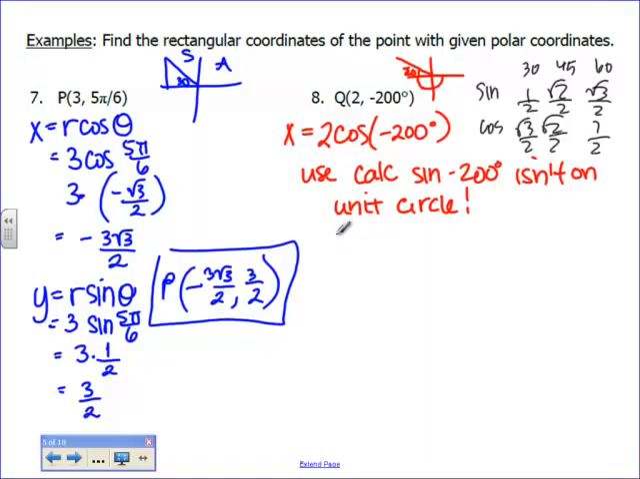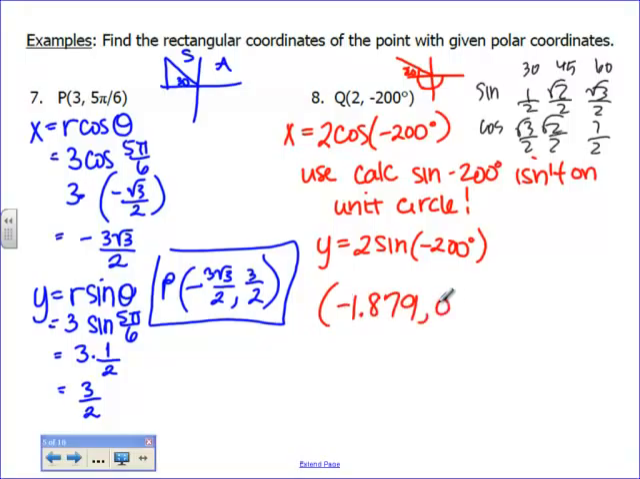Okay, and then I'm going to do the same thing for my y. y is going to be 2 sine of negative 200. I use my calculator, and I should get negative 1.879, 0.684 as my coordinate for Q.